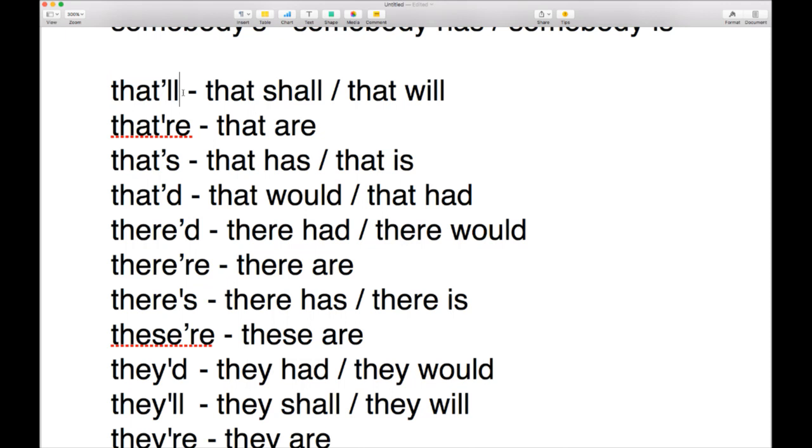Okay, so the next one is that'll. That'll. And it means that will or that shall. Most commonly that will. And it reminds me of the song. I don't know who sung this.